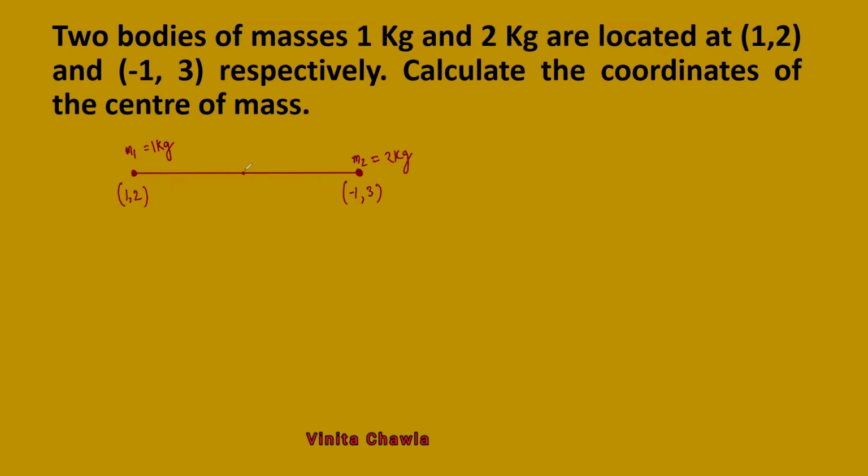Let the center of mass lie somewhere here. Generally, when we locate the position of center of mass, it is closer to the massive object. We have 1 kg and 2 kg, so it is closer to this. It has to be closer to m2 because m2 is heavier, right? So it should lie somewhere here. Let the coordinates of center of mass be xcm, ycm, or you can simply write x, y. It's your choice how you write it.